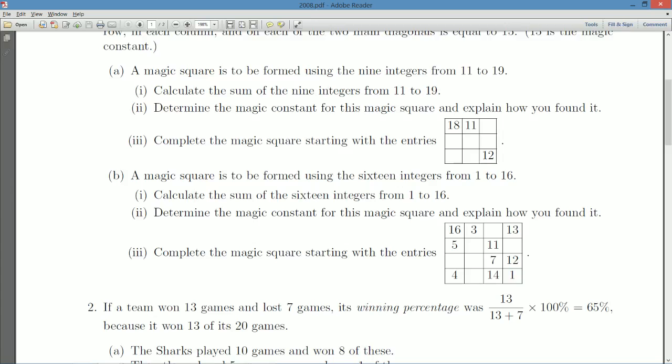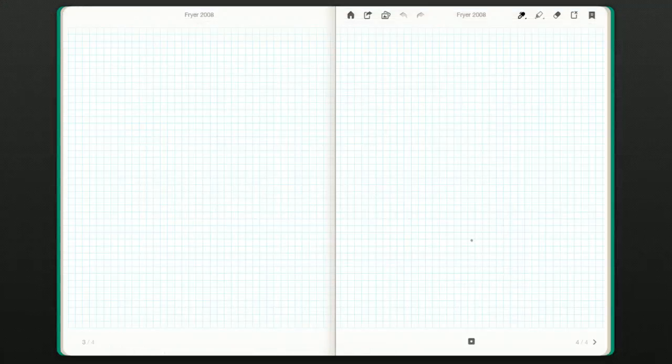Determine the magic constant, and we'll probably find it the exact same way. Just add up 4 of the rows. We'll get 4 times the magic constant is equal to the sum from 1 to 16. And we'll use that magic constant in 3 to complete the magic square with these given entries. So straightforward, we have a larger problem, that's all. Basically the exact same work we'll do.